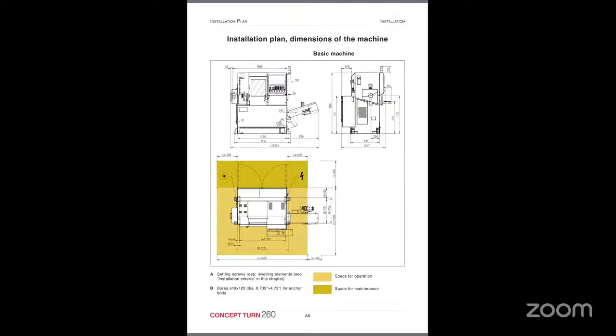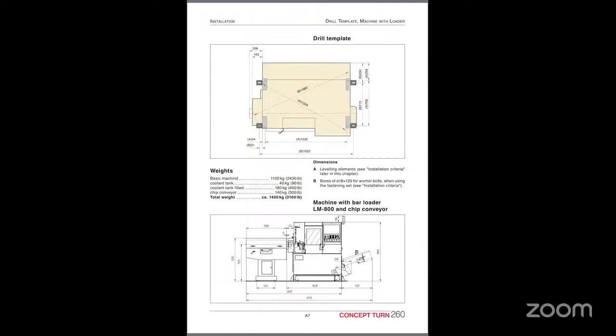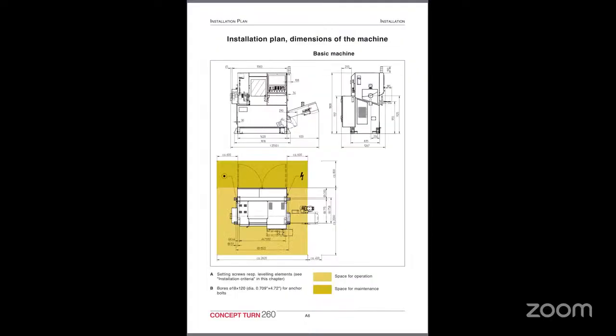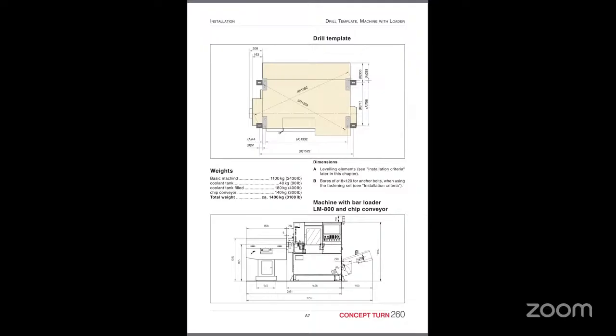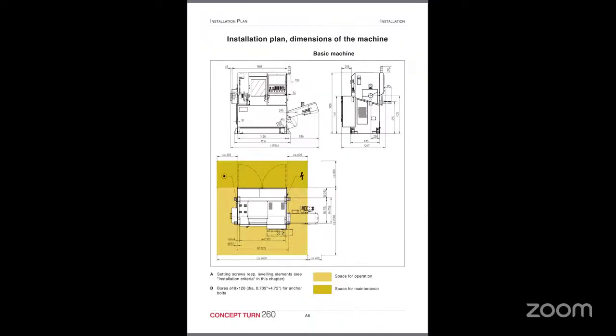So where to install this machine? To install the machine requires a strong concrete floor, because the machine weight is approximately 1,100 to 1,400 kilograms. Again, we need a flat surface. If the floor is uneven, there will be alignment issues, accuracy issues, and vibration.